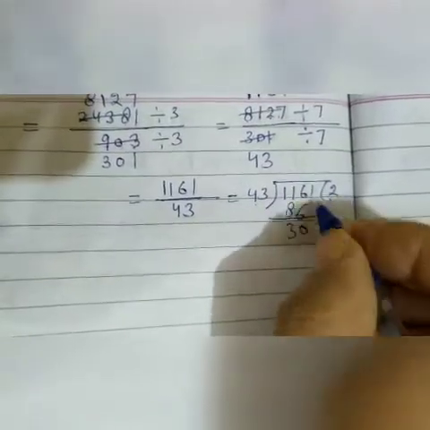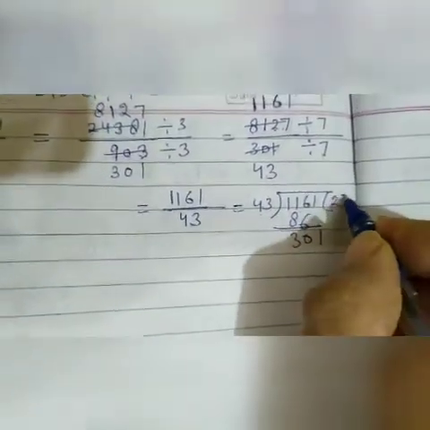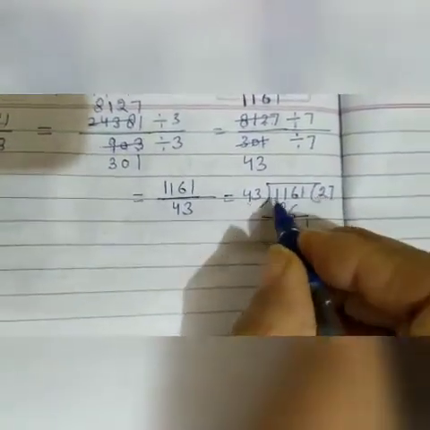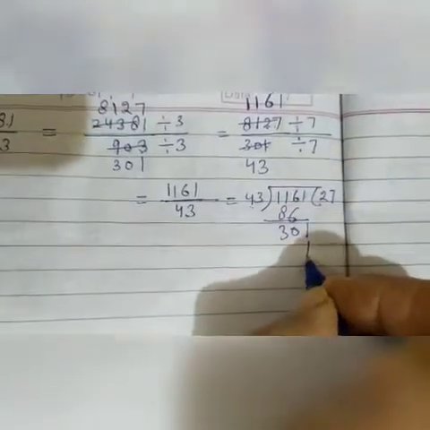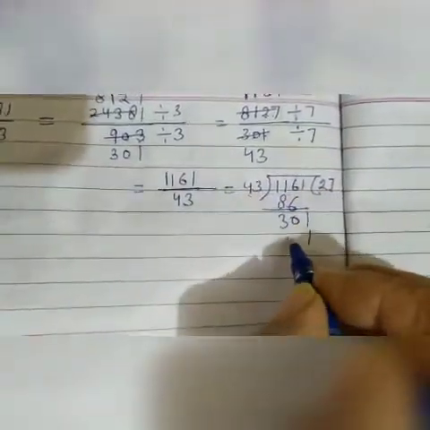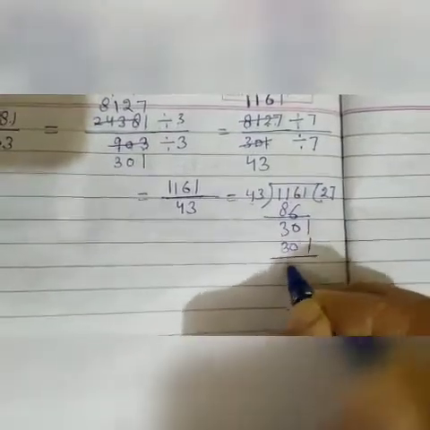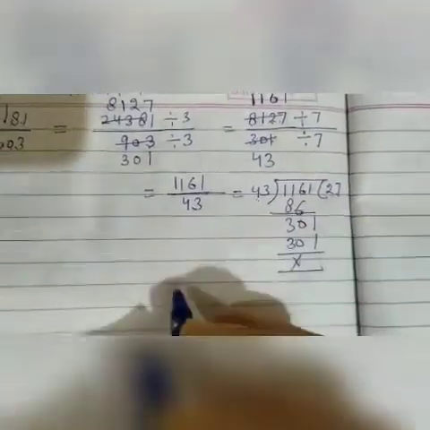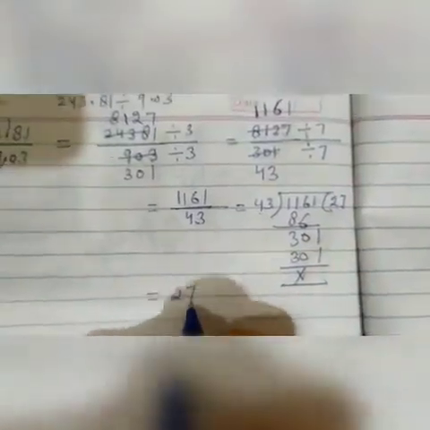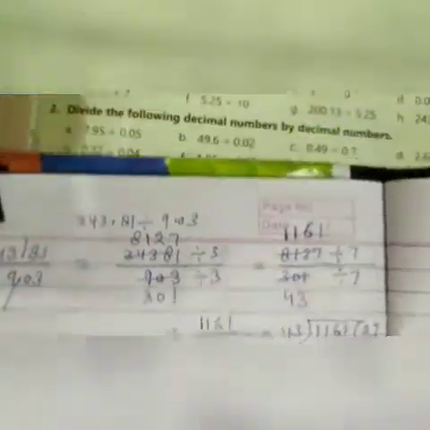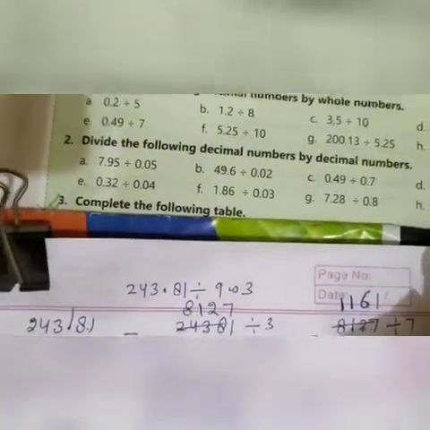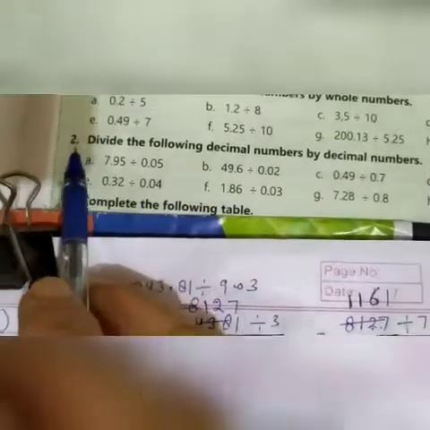Write this one here, it will be 43 7s are 21 carry 2, 7 4s are 28 and 2 is 30. So our answer is 27. Our first question is finished here. Now come to its second question.